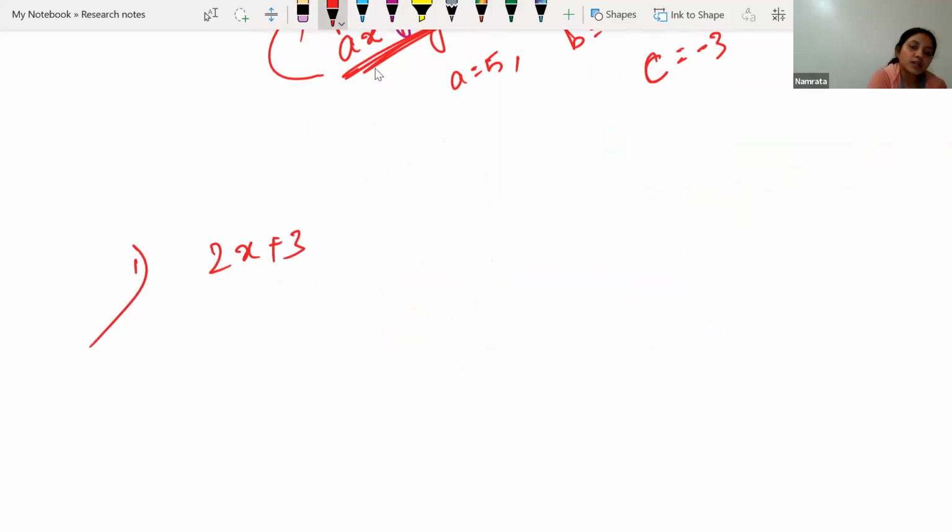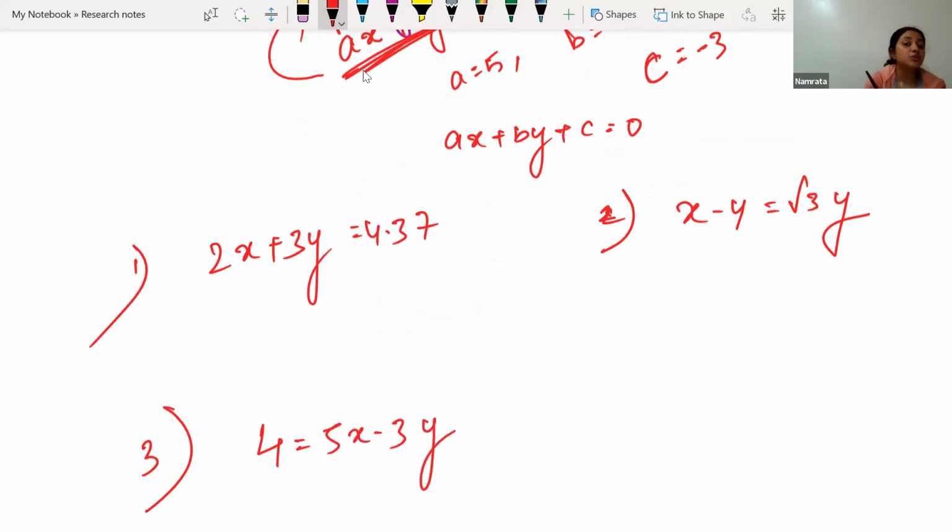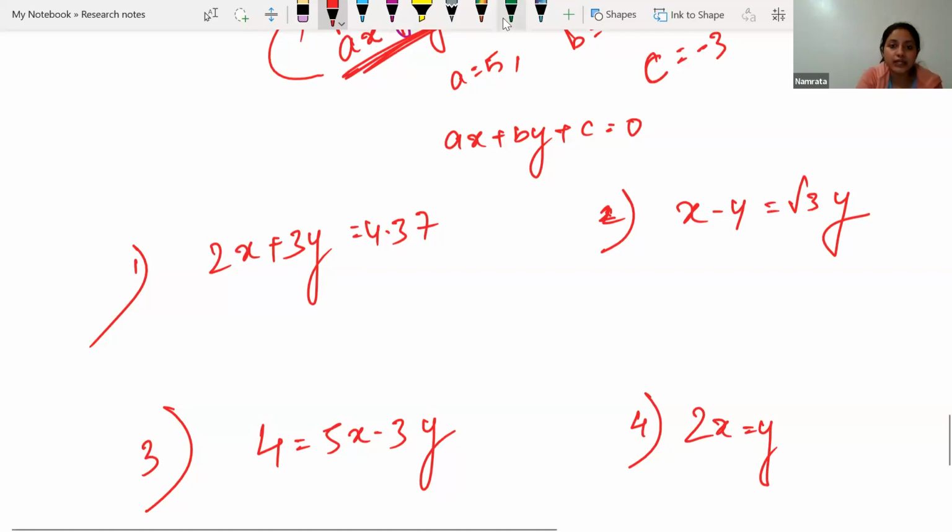Number 1: 2x plus 3y is equals to 4.37. Write it in the format of ax plus by plus c is equals to 0. Let me write the other questions also. Number 2: x minus 4 is equals to root 3 y. This one also we need to write in that format. Number 3: 4 is equals to 5x minus 3y. This one also we need to write in the same format. And number 4: 2x is equals to y. This one also in the same format. Let's write quickly and find the a, b, c values for each one.